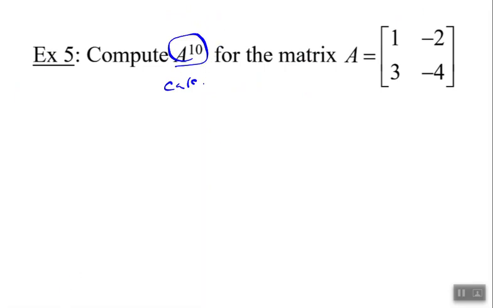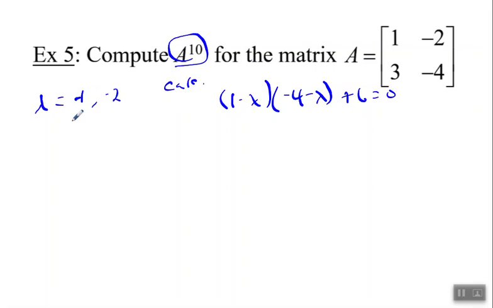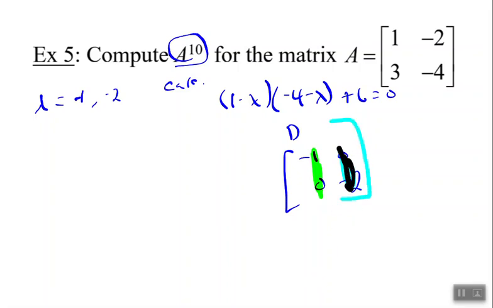And so I'm just going to real quickly tell you what your eigenvalues are when you do this. Your eigenvalues are going to be -1 and -2, right? When you do (1 minus lambda) times (-4 minus lambda) plus 6 equals 0, that works for -1 and -2. And so my D matrix is going to be -1, 0, 0, -2. Whoops, that should be blue. That is our D matrix.